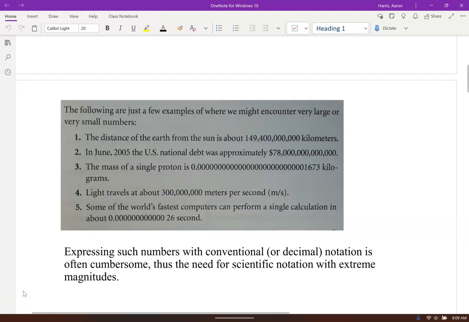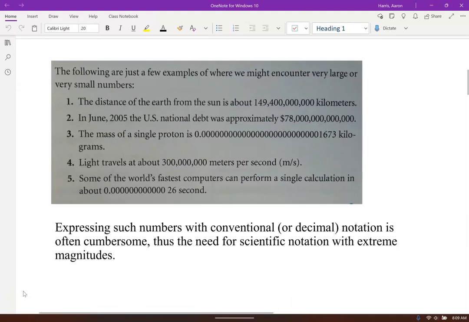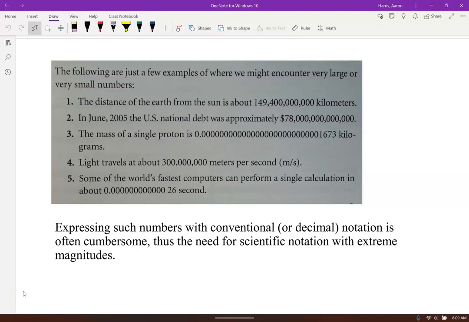All right. So here's a few examples of why scientists like to use scientific notation. This is a pretty awkward number right here. And so instead of saying 149,400,000,000, blah, blah, blah, we would rather just use a very simplified scientific notation of 1.494 times 10 to the whatever, right?